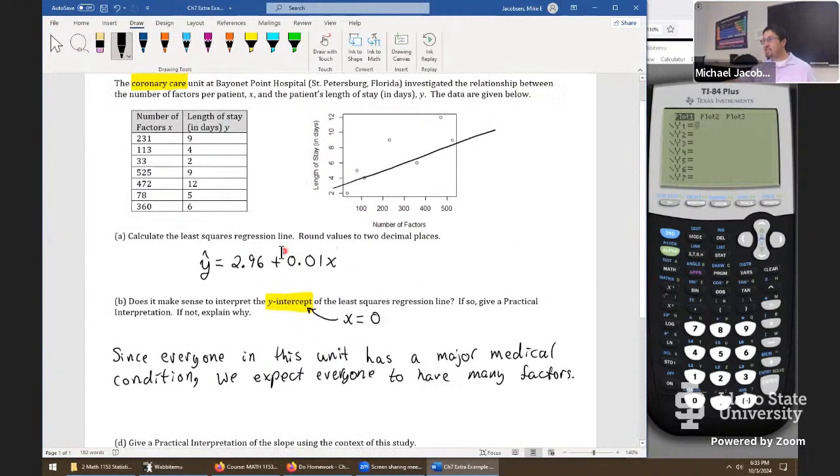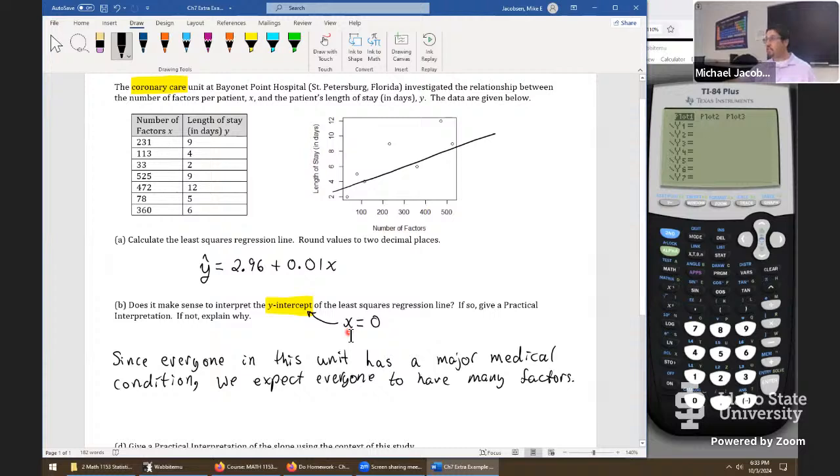So x-intercept means someone came into the hospital, this coronary care unit, with 0 factors. What could that have meant? Maybe they're just in the wrong unit. Maybe they need to go to something like the burn care unit. Maybe they just have a 3rd-degree burn on their arm, something like that. That could have been what's going on.